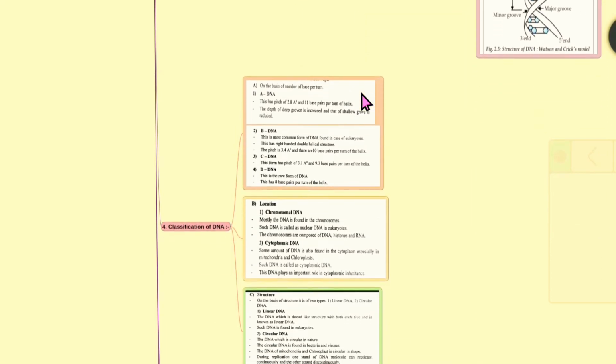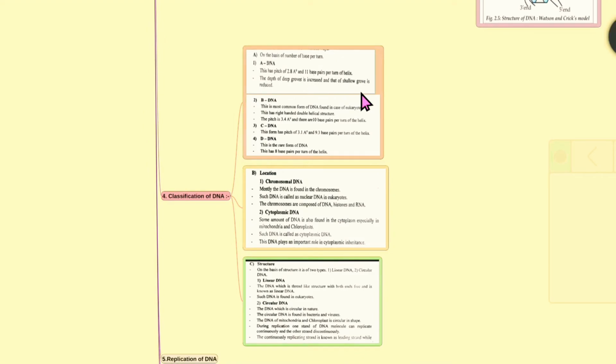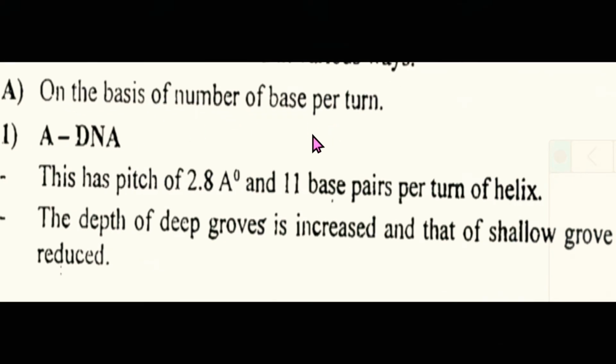Here, first, on the basis of the number of base pairs per turn, the DNA molecule is classified into 4 types. The first one is aDNA. This has a pitch of 2.8 angstrom and 11 base pairs per turn of the helix, and the depth of the deep groove is increased and that of the shallow groove is reduced, meaning there are 11 base pairs per turn of the helix. This is called aDNA.